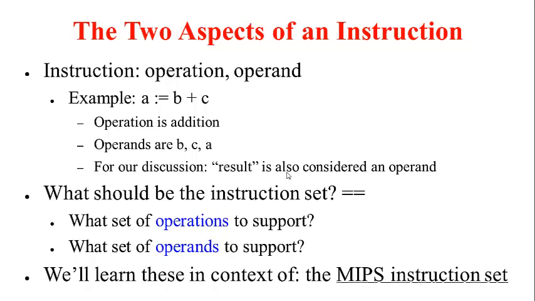Given that an instruction has two aspects, operation and operand, the question of what should be the instruction set of a machine essentially translates to what set of operations should we support and what set of operands for each of these operations. We will learn about these in the context of the MIPS instruction set. We'll use the MIPS instruction set as an example, not only because it is simple and thus easy for learning, but also because a simple instruction set, it turns out, can oftentimes give better performance than complicated instruction sets. An example of a complicated instruction set would be the x86 instruction set.